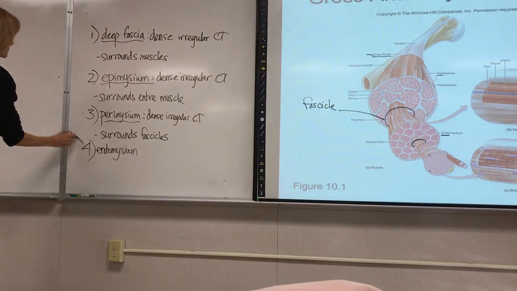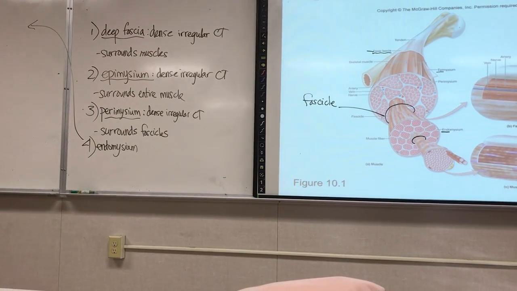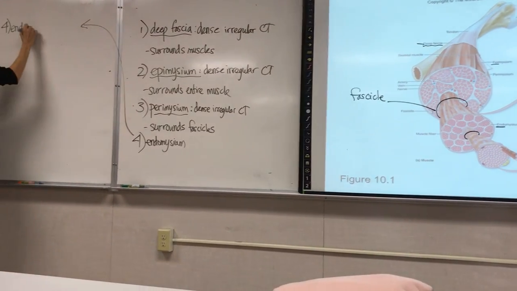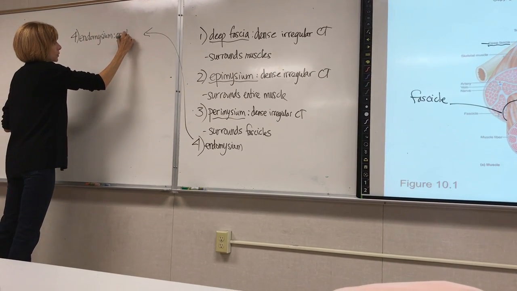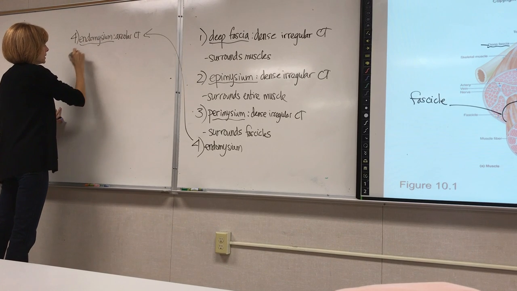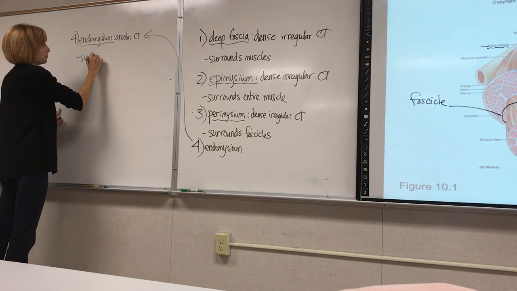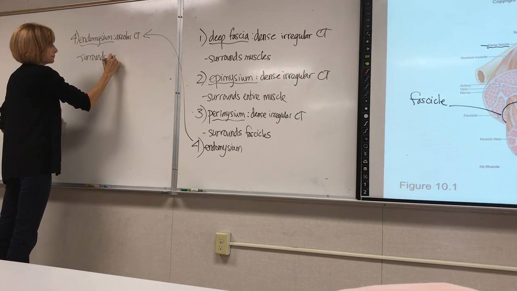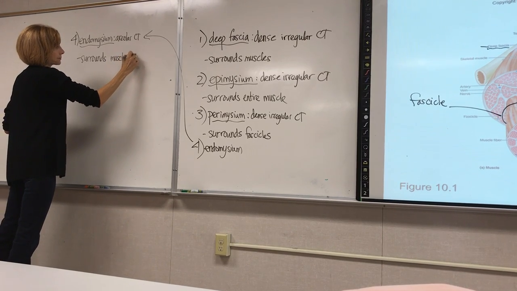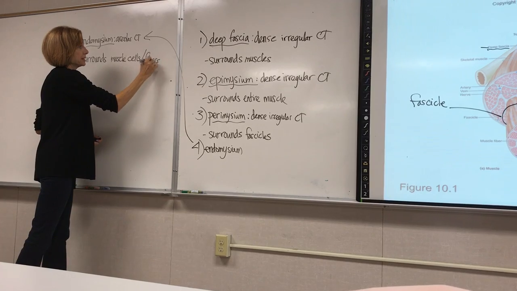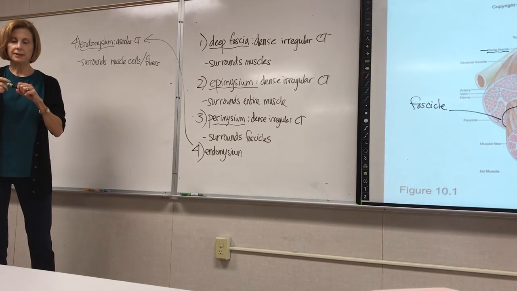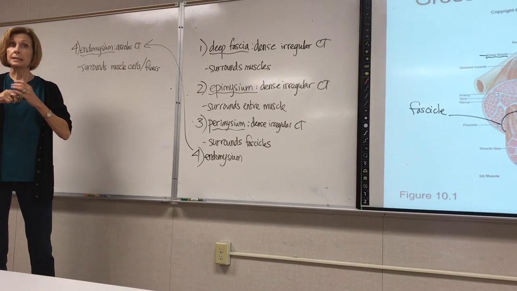Okay, so I'll write this up here. I know it's hard to see down here. Endomysium. This is areolar or loose connective tissue, and it surrounds each individual muscle cell. Remember, muscle cells, also called muscle fibers, I just want to keep saying that so you remember it's the same thing.